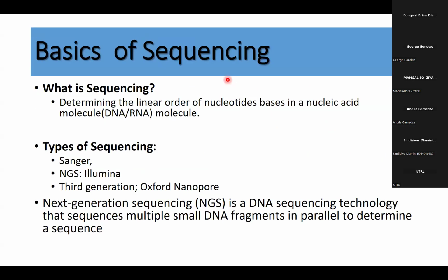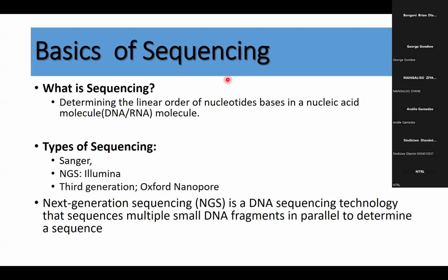Okay, so what is sequencing? I've given the background. Sequencing is basically determining the linear order of nucleotide bases in a nucleic acid molecule, be it DNA or RNA. Here are the types. We've got Sanger sequencing, which I think is mainly used for HIV. Then we've got next generation sequencing, which is the one we'll be talking about today. Then we've got the third generation, that's like Oxford Nanopore.